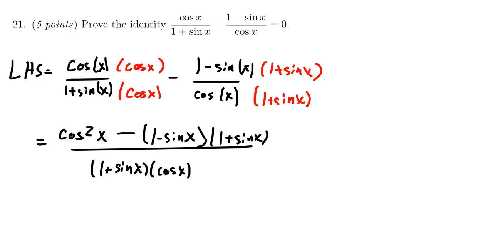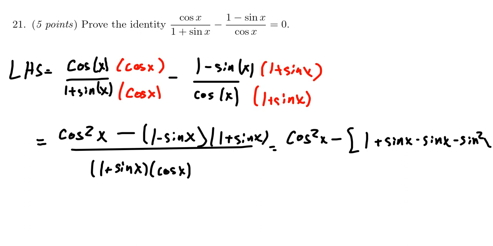Now in the numerator, we have the 1 minus sine and the 1 plus sine. We should FOIL that thing out, in which case we're going to get cosine squared minus, and this all here is being subtracted. You get 1 times 1. We're going to get a sine x, 1 times sine x. Then you're going to get a minus sine x because you get negative sine times 1. And then you're going to get a minus sine squared, like so. And this all sits above the denominator cosine of x, 1 plus sine x. We're not going to multiply that out, okay?